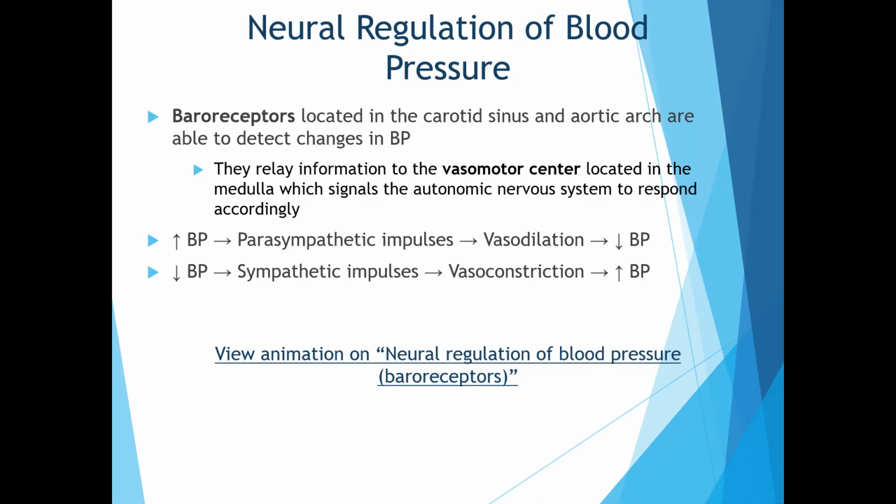So if you think way back, this is a negative feedback loop. Increased blood pressure causes the body to try to decrease it. Decreased blood pressure causes the body to want to increase it. So we're trying to maintain a set point.